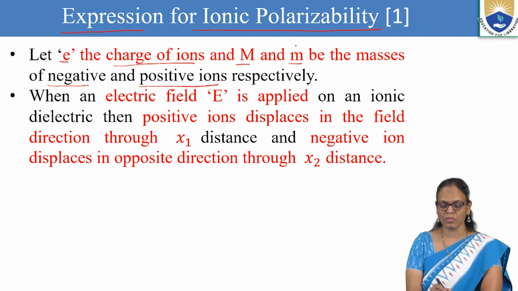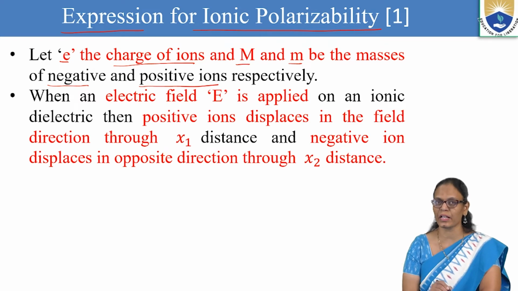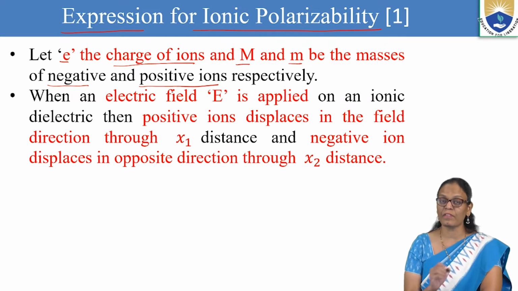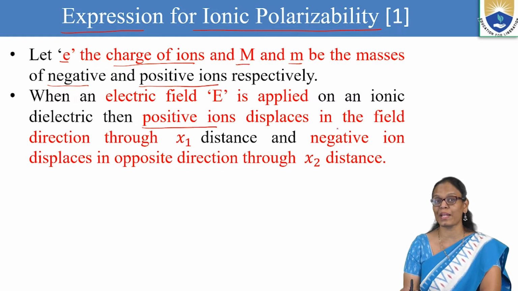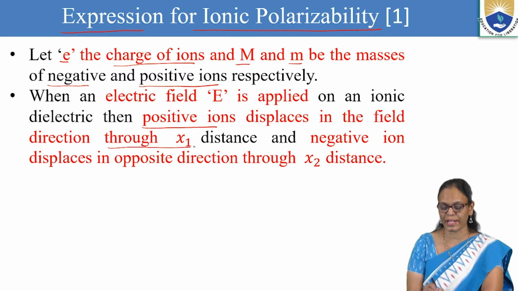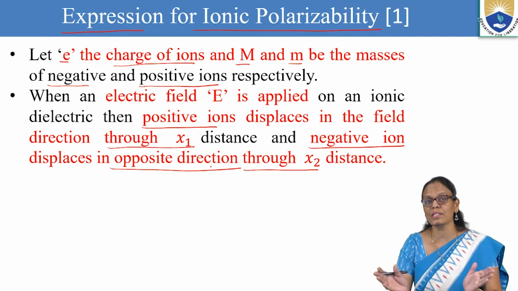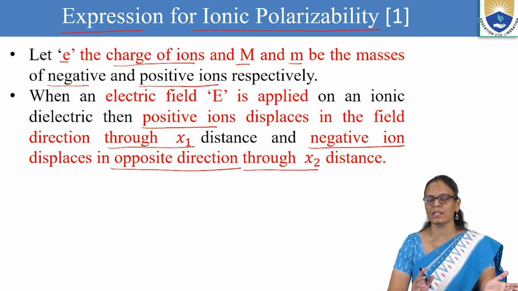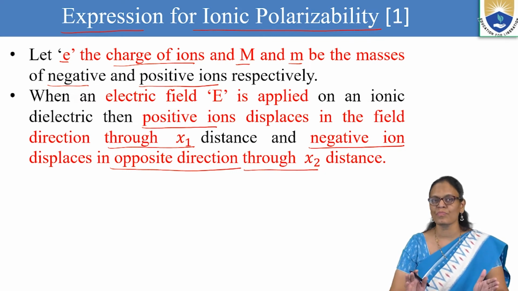Now when an electric field is applied on an ionic dielectric, we have taken a dielectric and then we have applied an electric field. Then what happens? The positive ions get displaced in the field direction through a distance x1 and the negative ions get displaced through a distance x2 in the opposite direction. So what is happening here? The ions are getting displaced. If the positive ions are shifting through a distance x1, the negative ions will be displacing through a distance x2.